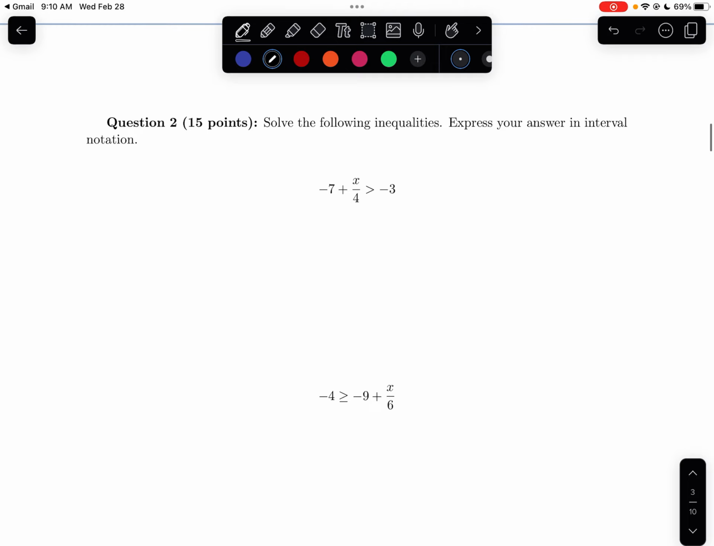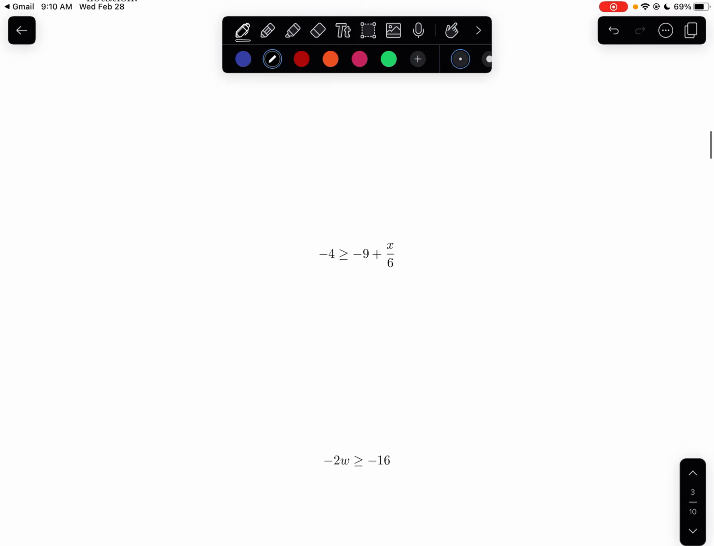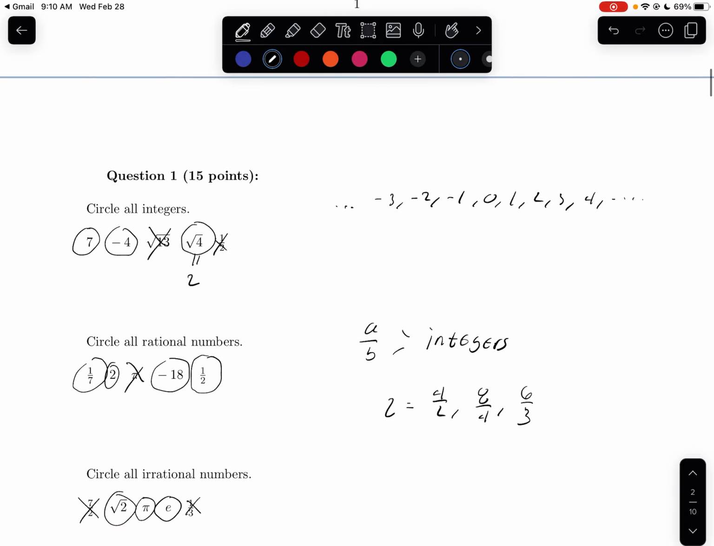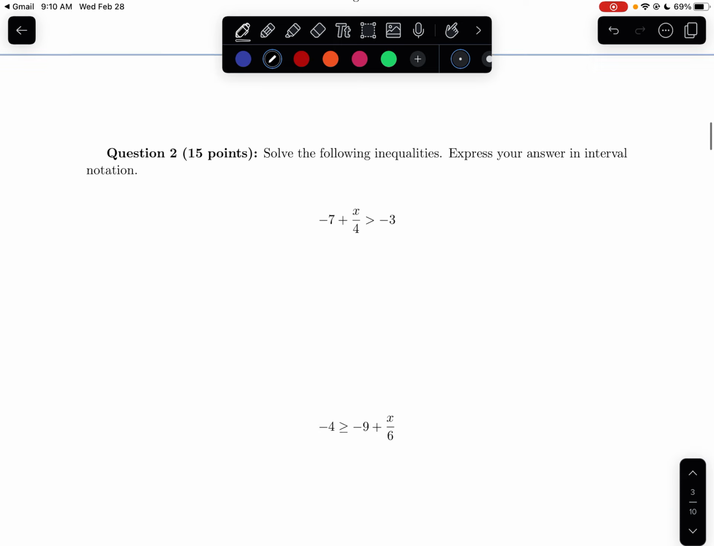Now let's take a look at question number 2. This one is also worth 15 points. So there are 3 of these, so these are each going to be worth 5. And in the previous question, there were 3 sections. They're each going to be worth 5 points as well.